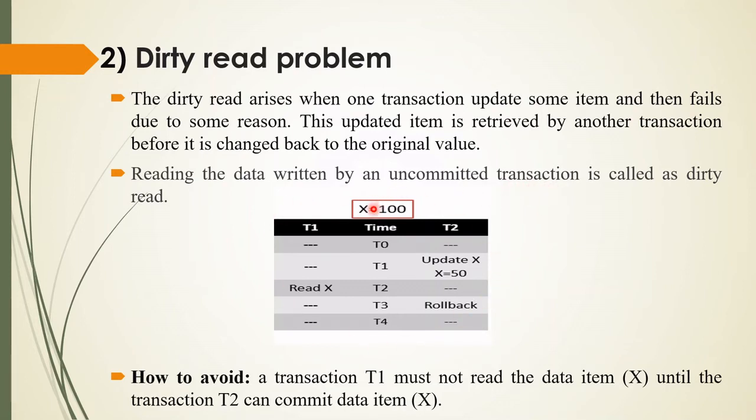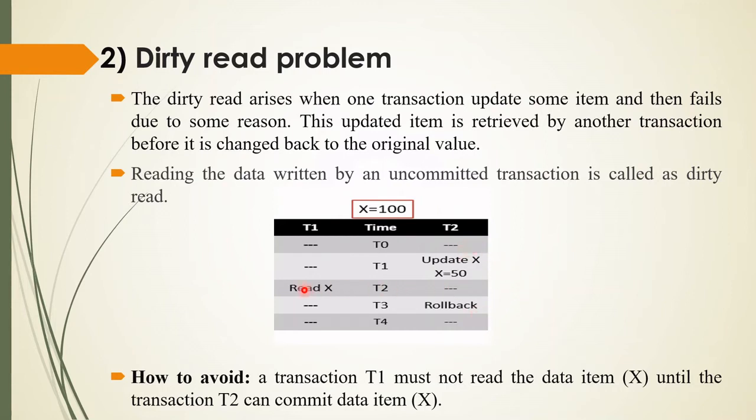See in the diagram, we have two transactions, T1 and T2. Our original value of X is 100. Now transaction T2 updates the value of X to 50, so now X is 50. This transaction is not committed yet, and at that time the second transaction T1 reads the data. So T1 reads X, and the value of X is 50. After that, some problem arises in transaction T2 and it is rolled back. Rollback means it is aborted and it is back in the original state.